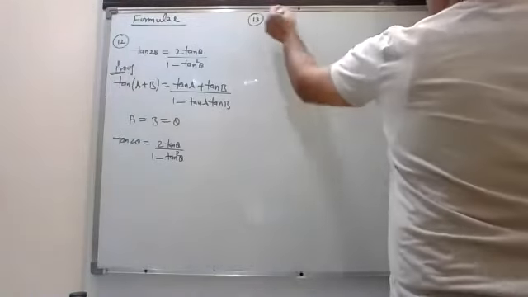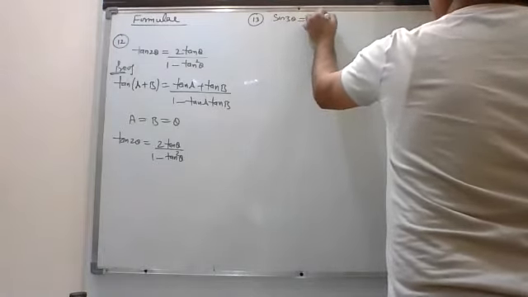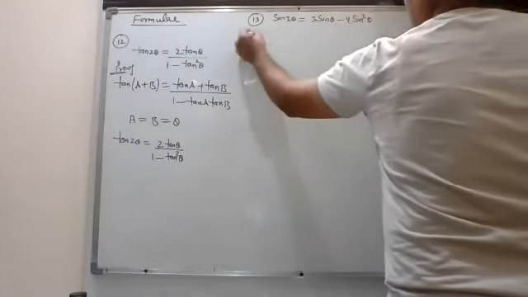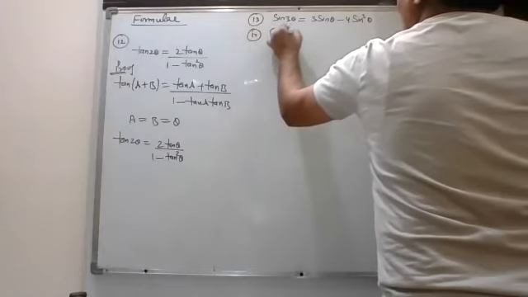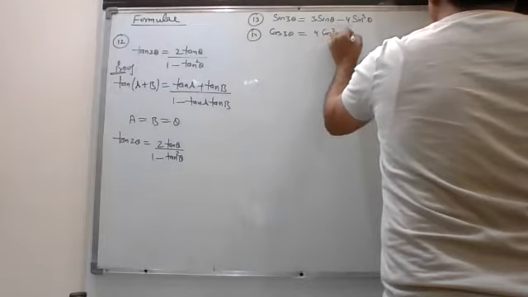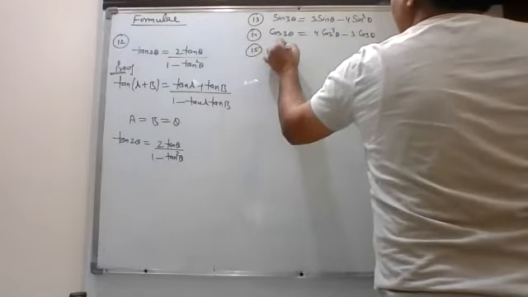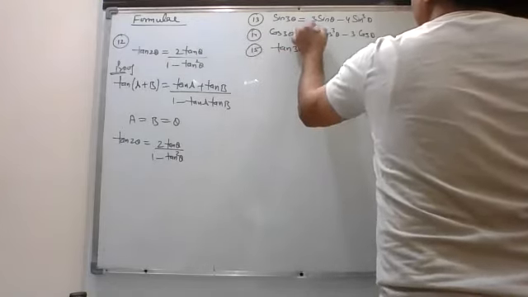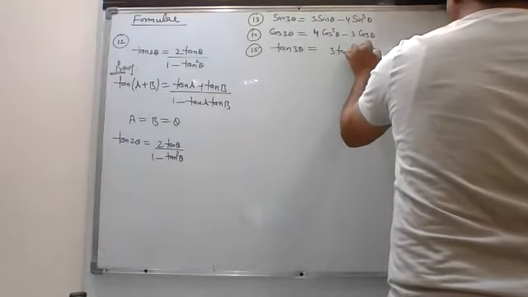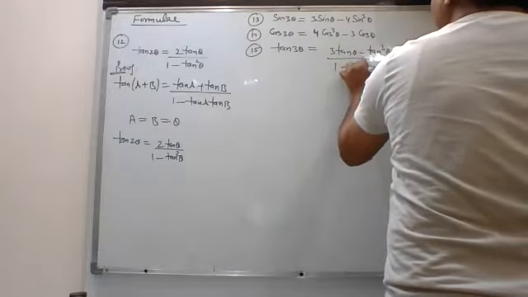So 13th is sin 3 theta. So this is 3 sin theta minus 4 sin cube theta. Then number 14 is cos 3 theta. So that is 4 cos cube theta minus 3 cos theta. And number 15 is tan 3 theta. So that is 3 tan theta minus tan cube theta upon 1 minus 3 tan square theta.